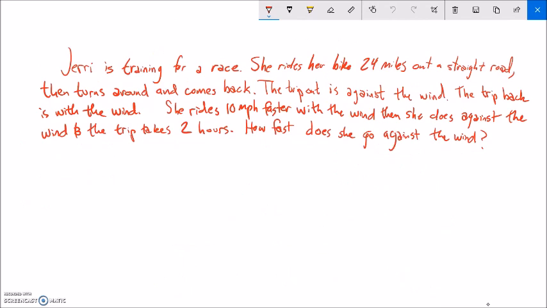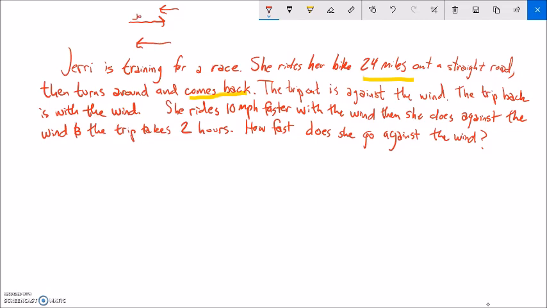So here's our next problem that we're going to take a peek at. Jerry's training for a race is the situation. It looks like a bike race. So she rides her bike 24 miles out a straight road. So she's going to go 24 miles one way, then turns around and comes back, so it's a round trip. The trip out is against the wind. Sketch that. So she's going out, she's going against the wind, and the trip back is with the wind.